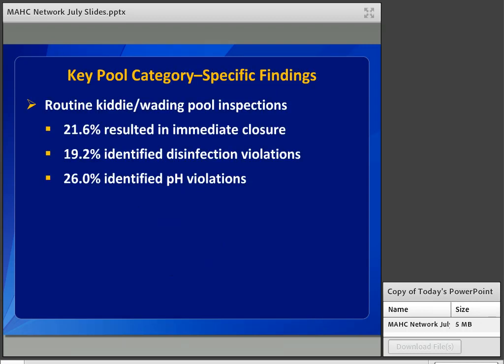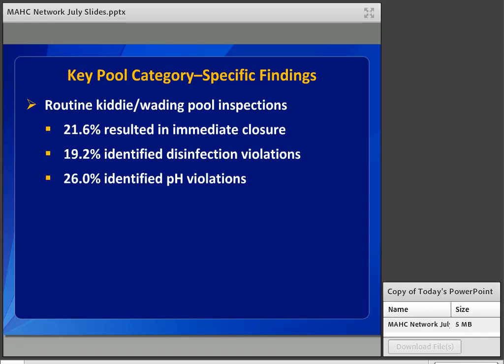If we break that down to key pool category-specific findings, the troubled pool category would be the kiddie wading pool, the inspections of those venues. So 21.6% of routine inspections of kiddie wading pools resulted in immediate closure. 19.2% identified disinfectant violations, and 26.0% identified pH violations.